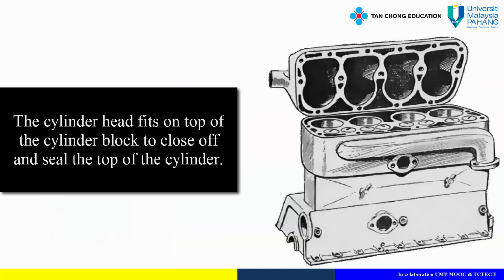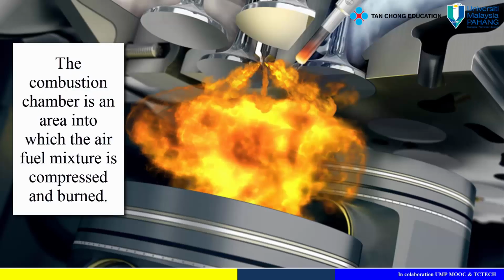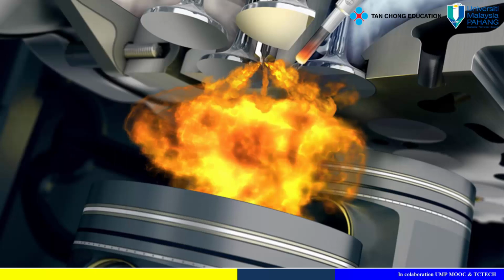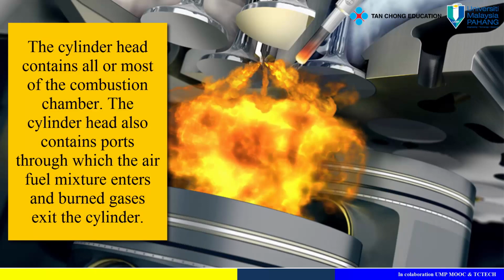The cylinder head fits on top of the cylinder block to close off and seal the top of the cylinder. The combustion chamber is an area into which the air-fuel mixture is compressed and burned. The cylinder head contains all, or most, of the combustion chamber. The cylinder head also contains ports through which the air-fuel mixture enters and burned gases exit the cylinder.